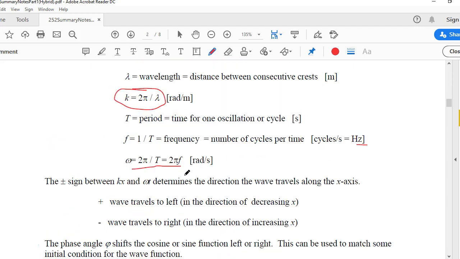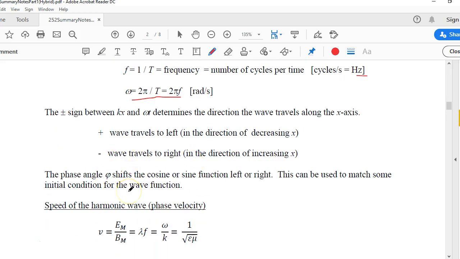And then the phi we talked about. You can throw that in there if you want to match some initial condition, for instance. I don't think we're ever going to have to worry about the phi.